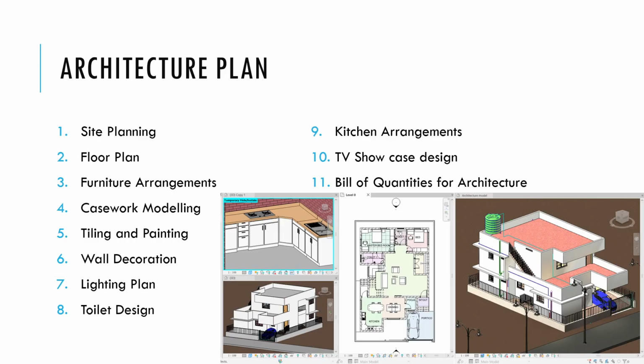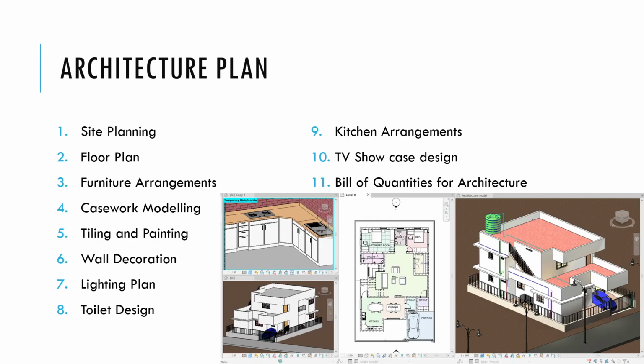And save it in a good location. Okay. And then you start putting all the site information. Then you try to prepare a floor plan like this one. Okay, you try to create a floor plan, and then you go for the furniture arrangement and casework modeling. Then you can go for the tiling and wall decoration, and then you can plan for the lighting plan. In case something is clashing with your previous design, then you can try to redesign.